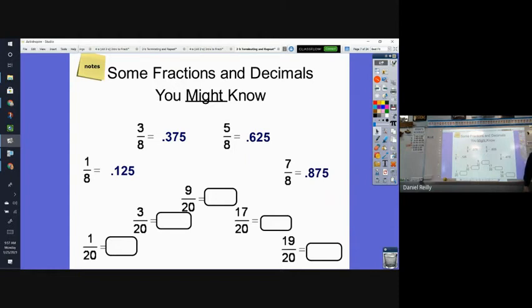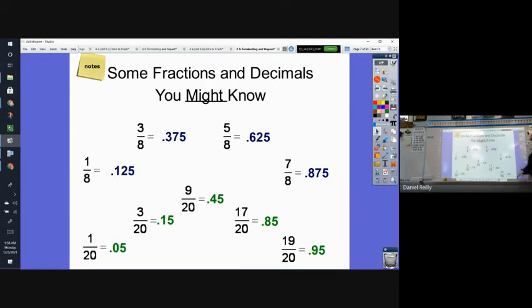20ths. A 20th is half of a tenth. So each 20th as a decimal is half of 1/10, half of 0.10, 0.05, not 0.5, that's a half, right? 0.05, 5 hundredths. You don't need to know any of these. You don't need to know any of them, okay?